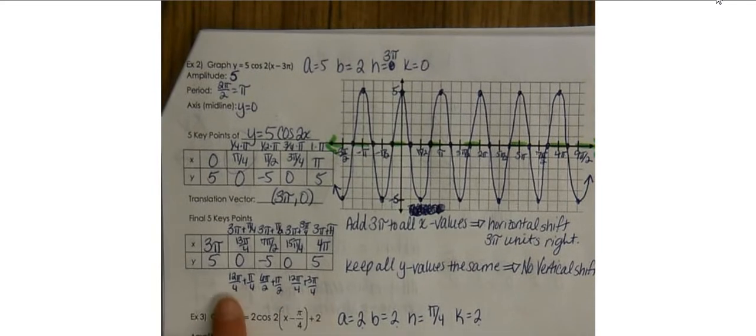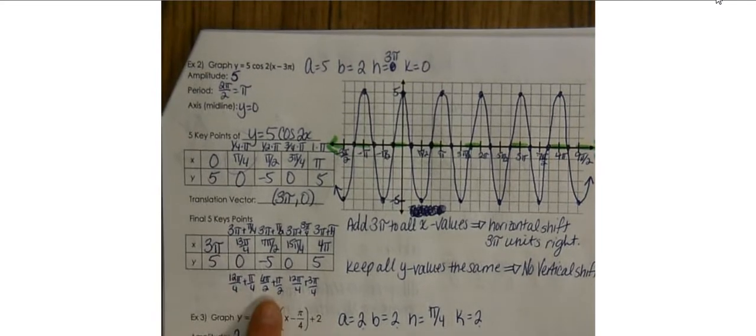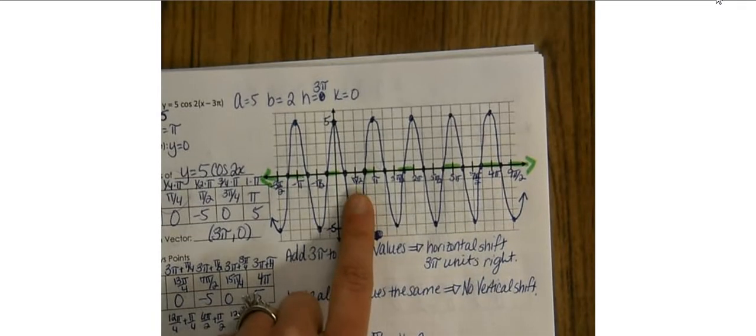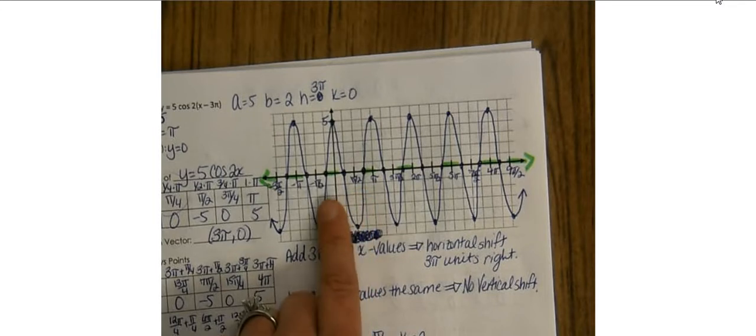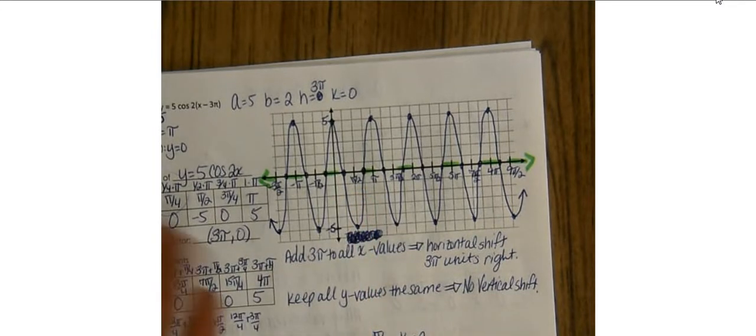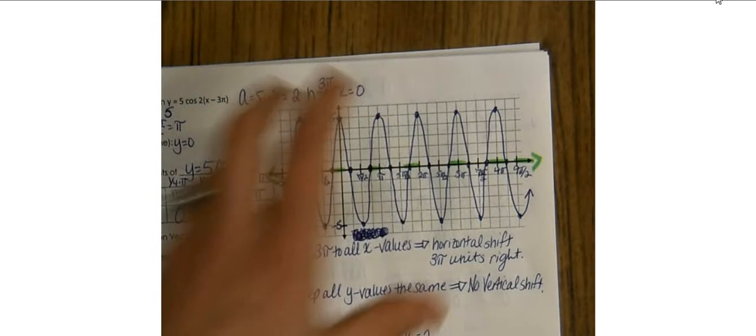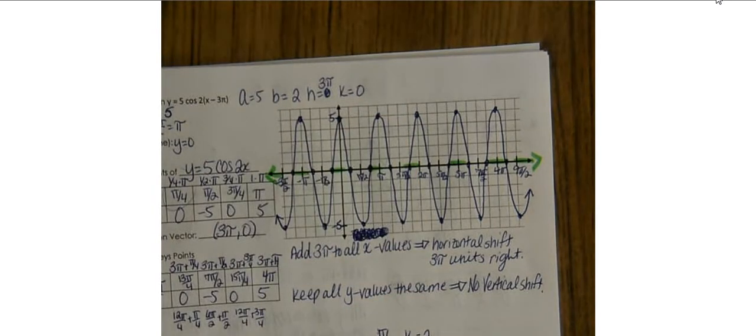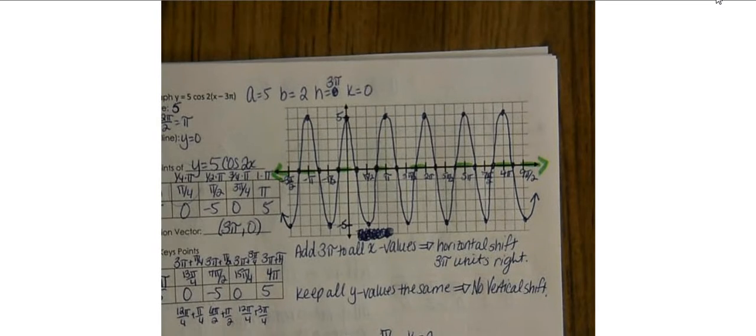I just changed 3 pi to have a common denominator with all of the other denominators that were given to you. And then I chose to make my scale go by pi over 2. You could have made it go by pi over 4, whatever floats your boat, that's perfectly fine. So maybe your graph might be a little bit more expanded than mine, and that's perfectly fine. But that is the answer for example number 2.